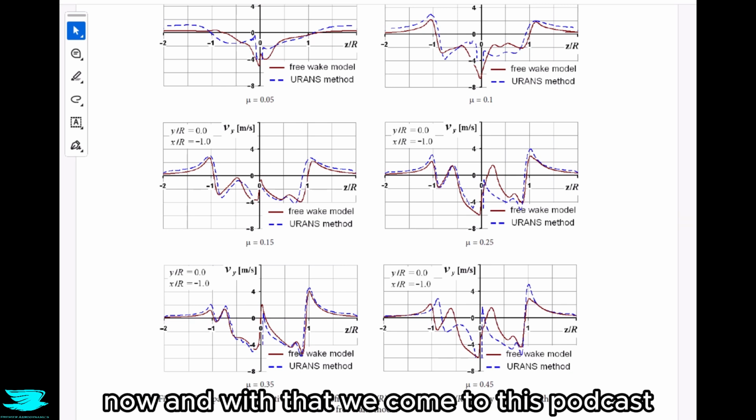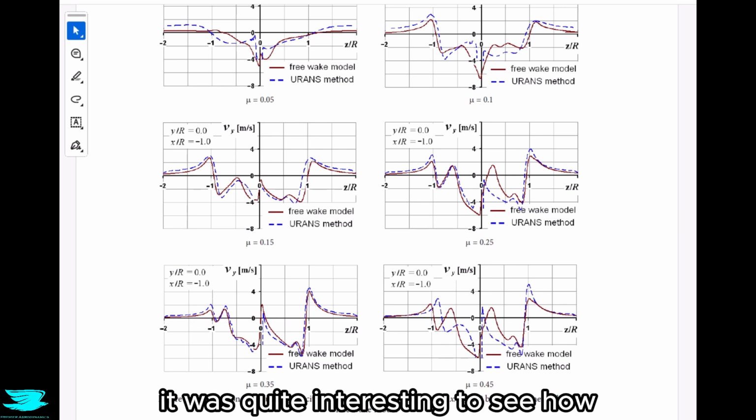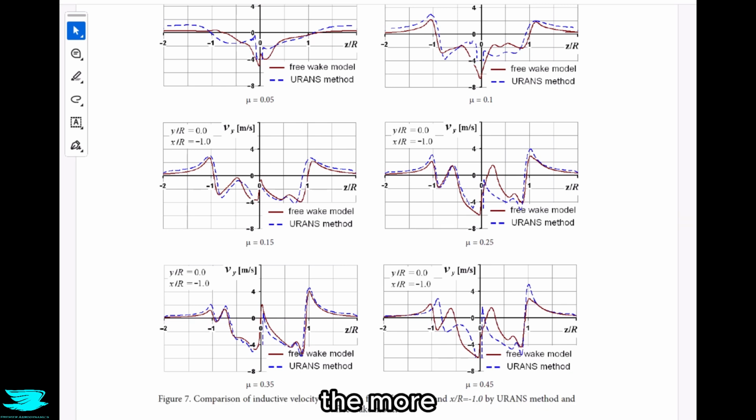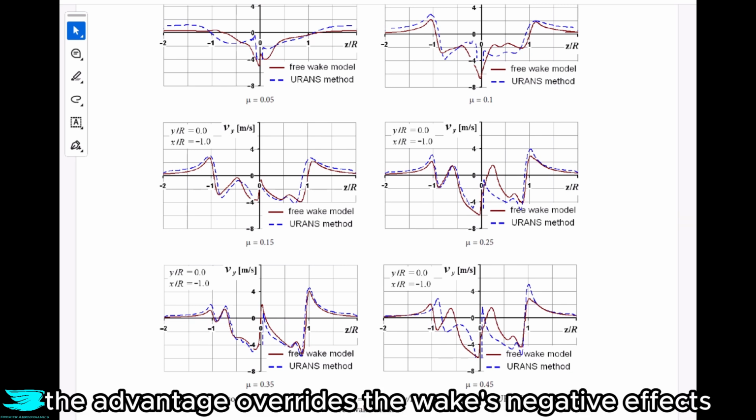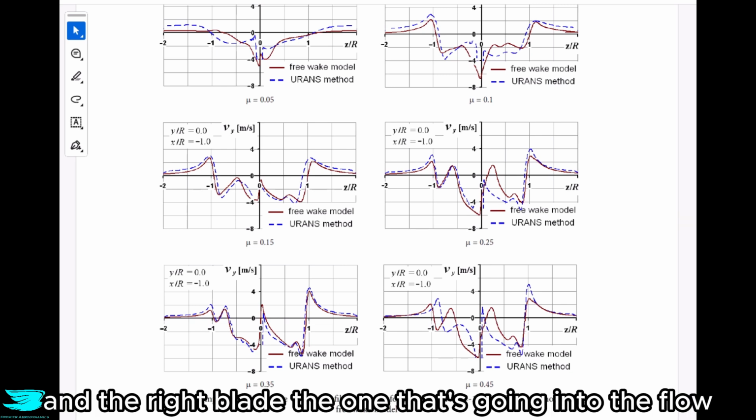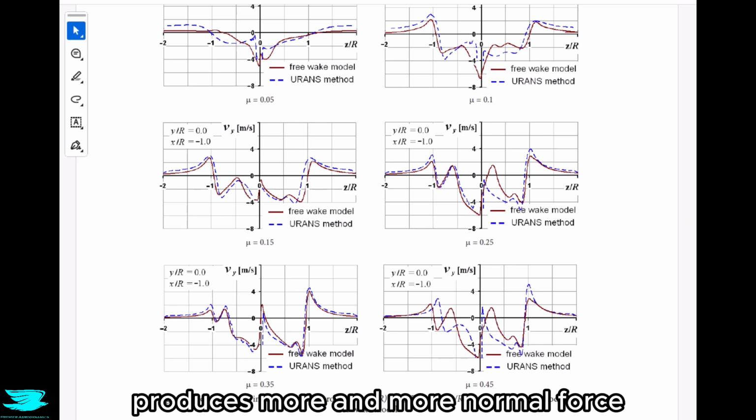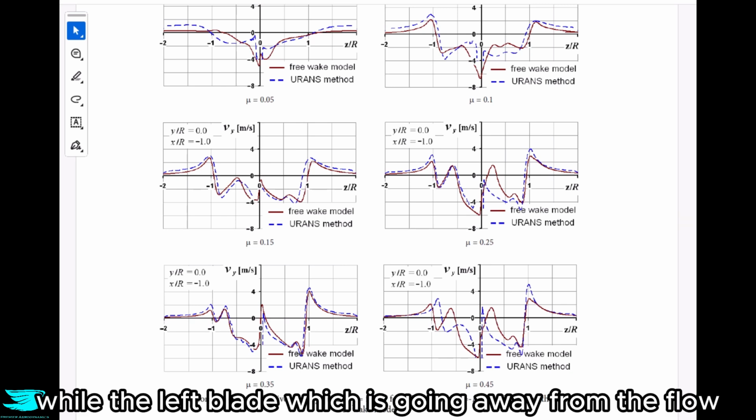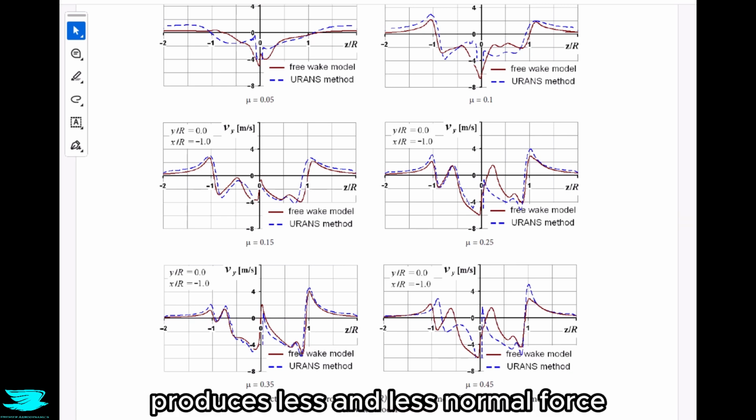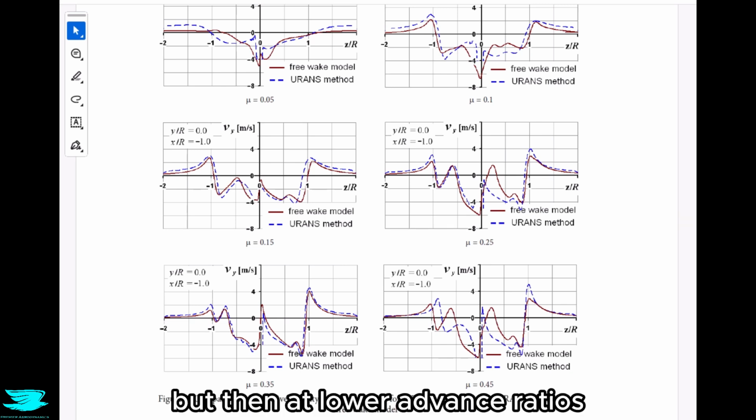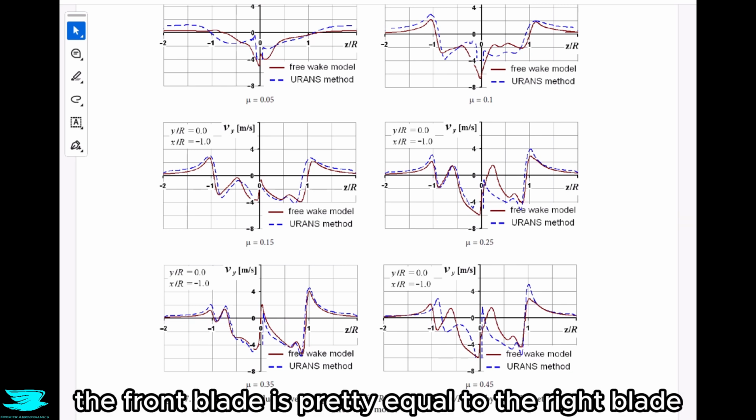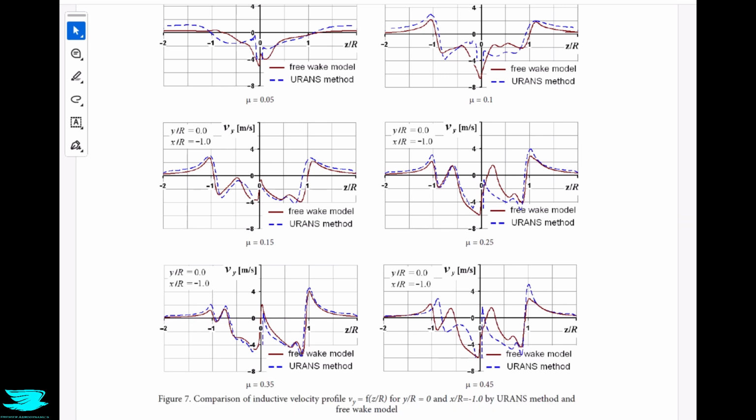And with that, we come to the end of this podcast. It was quite interesting to see how the greater the advance ratio is, the more the advantage overrides the wake's negative effects. And the right blade, the one that's going into the flow, produces more and more normal force, while the left blade, which is going away from the flow, produces less and less normal force. But then at lower advance ratios, the front blade is pretty equal to the right blade.